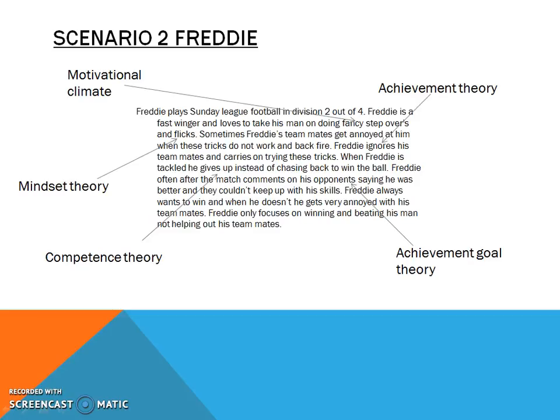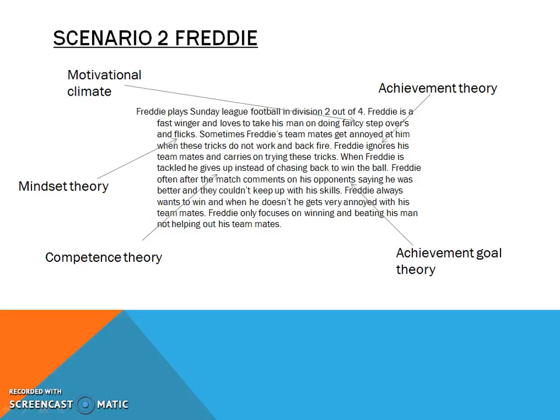Scenario 2. Freddie. Freddie plays Sunday League football in a Division 2 out of 4. Freddie is a fast winger and loves to take his man on doing fancy step overs and flicks. Sometimes Freddie's teammates get annoyed at him when he does these tricks and they do not work.